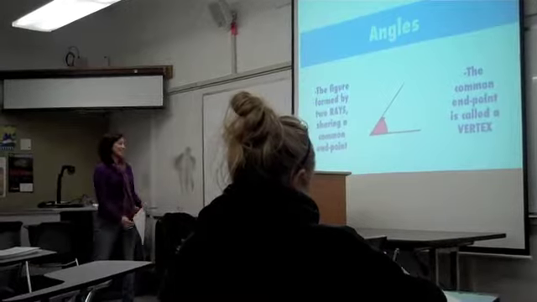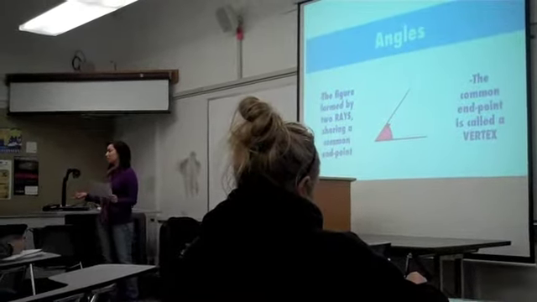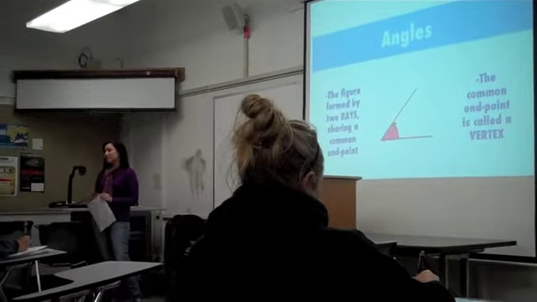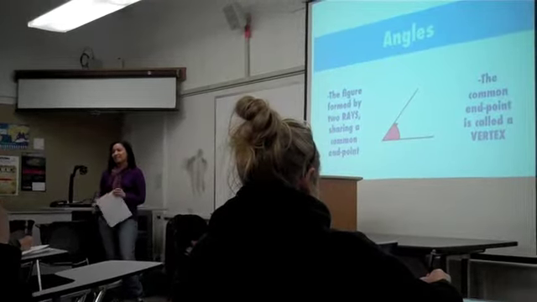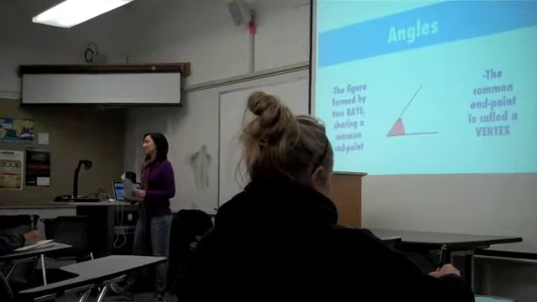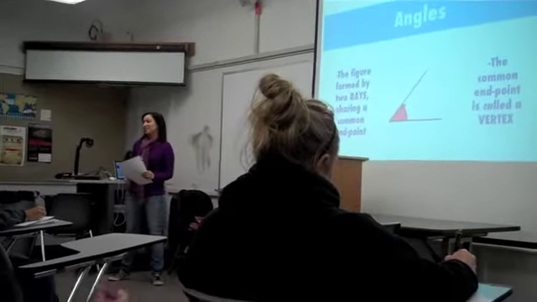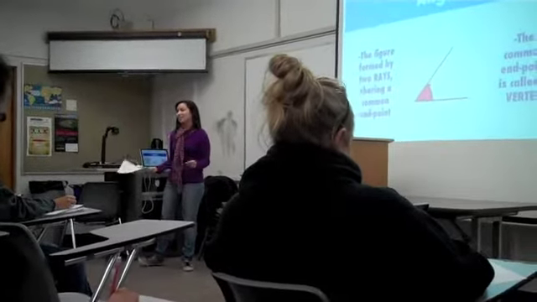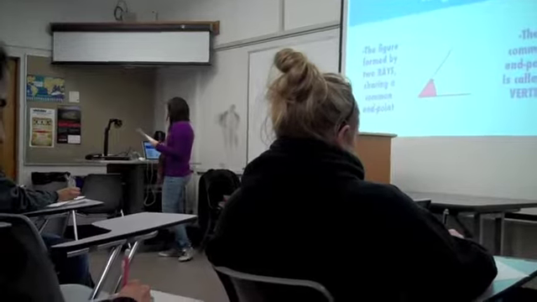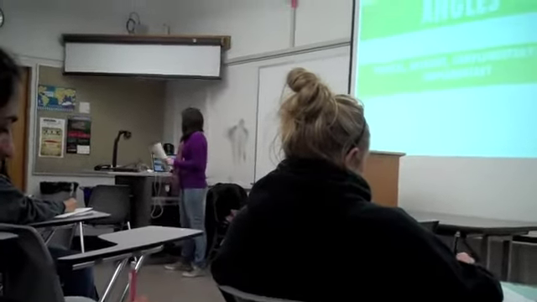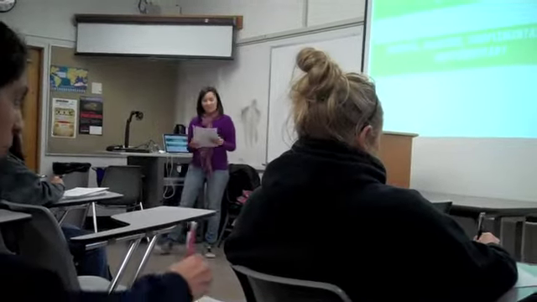A vertex, yes. Okay, can anybody tell me a quick definition of an acute angle? Less than 45 or less than 90? Yes. Okay, and obtuse? More than 90. A right angle? 90 degrees. Yes, and a straight angle is 180, right? Okay. We're going to be learning about vertical, adjacent, complementary, and supplementary angles today.